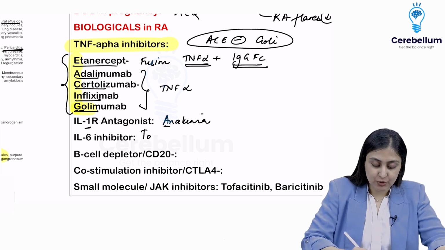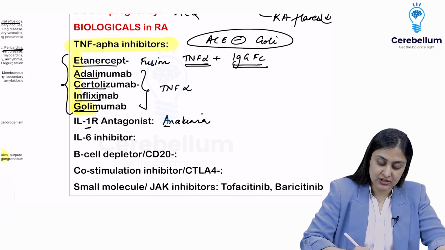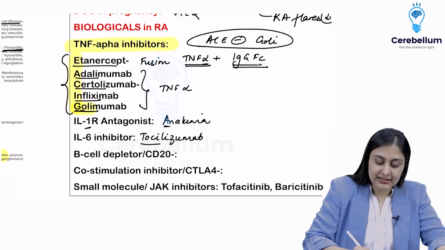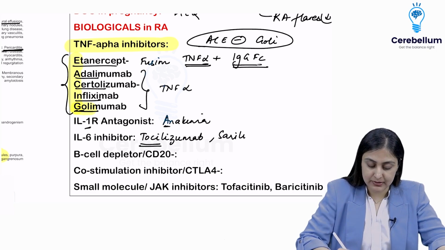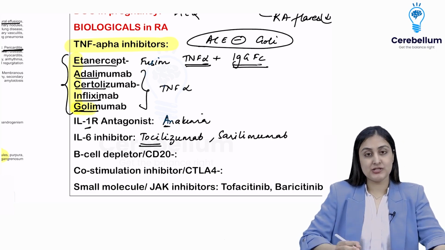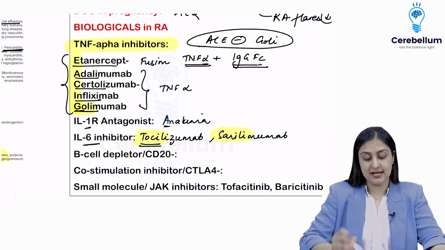IL-6 inhibitor with COVID, I'm sure all of you remember tocilizumab. This was a repeat AIIMS question. So tocilizumab is IL-6 and Sari Dunya wanted tocilizumab. So you remember sarilumab. So sarilumab and tocilizumab are IL-6 inhibitors. So you remember toci and saridunya.